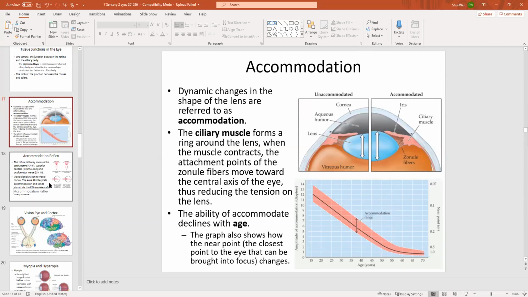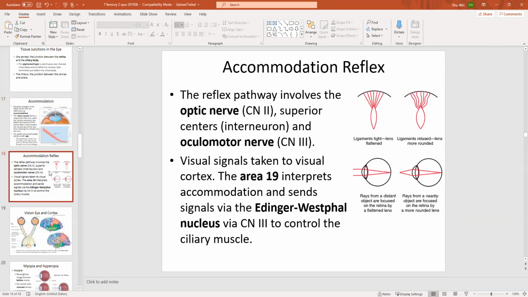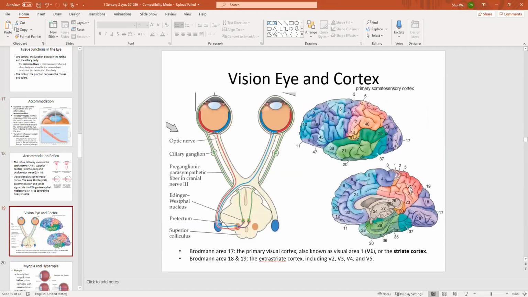All right, so that's that. So we know it now. And we know this is the area of the primary visual cortex. 17, 19 is one that participates in the accommodation.